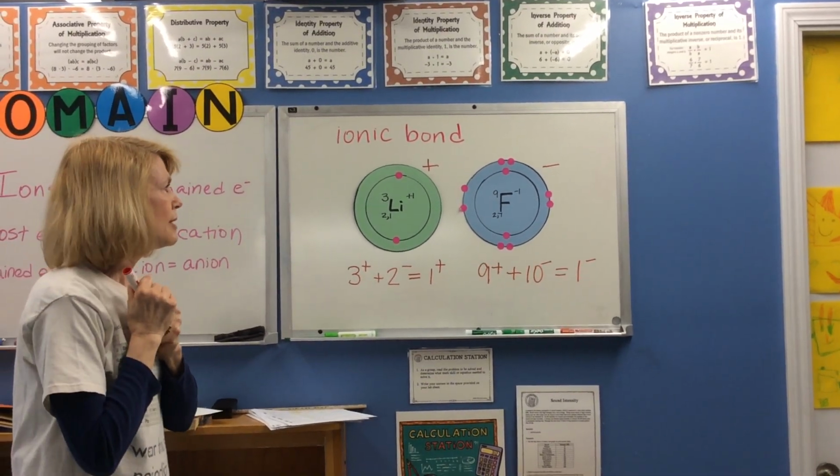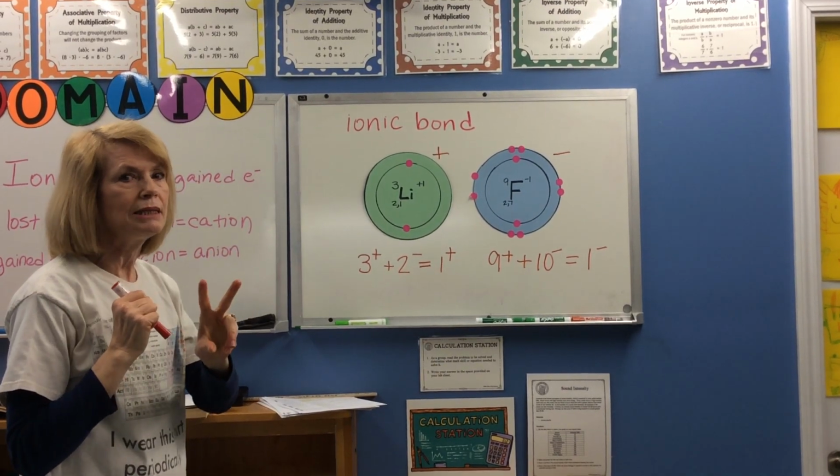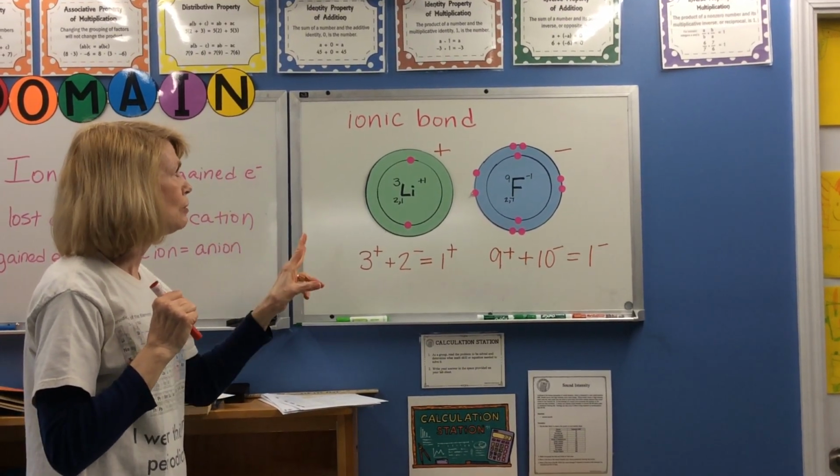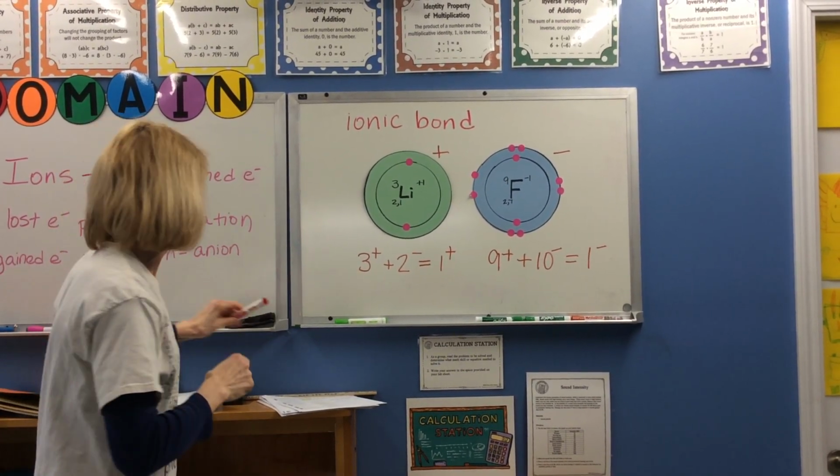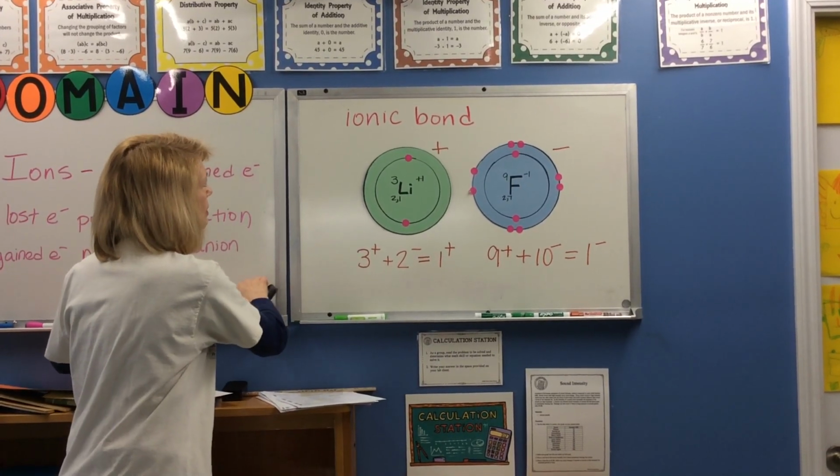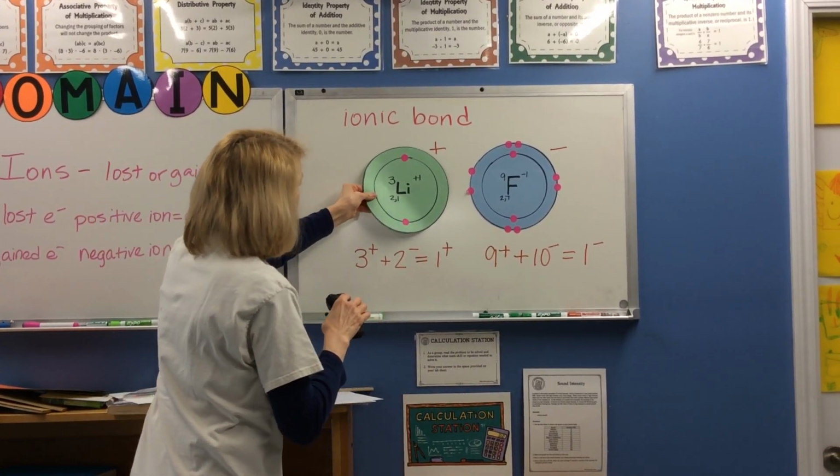And there's 2 more kinds of bonds that we'll talk about later, but right now we're only worried about ionic bonds. So I'm going to show you another example of an ionic bond.